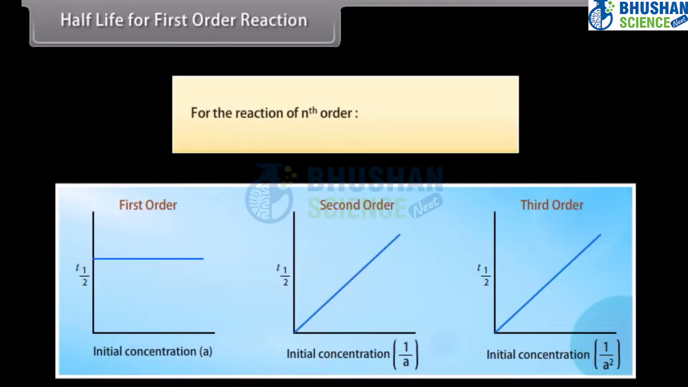For the reaction of nth order, T half is inversely proportional to 1 upon A naught raised to the power n minus 1.